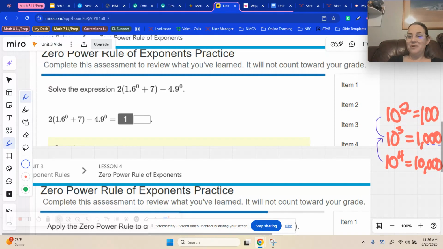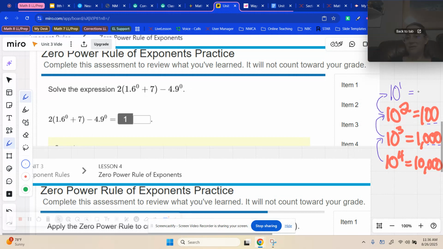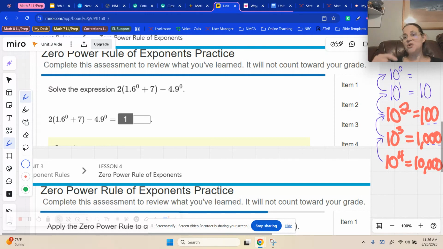Okay, well, what if we keep going? 10 to the second only has two zeros. So we go from 1,000, take away a zero, we get 100. Let's keep going backward. 10 to the first, that would mean I'd take away a zero from the 100, and I'd get 10. And then what if I went backward one more time? 10 to the 0th power, if I took away a zero from 10, I would get 1. Okay? And that's what I'm going to do in this practice problem.